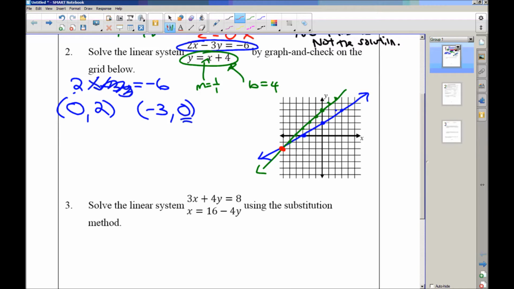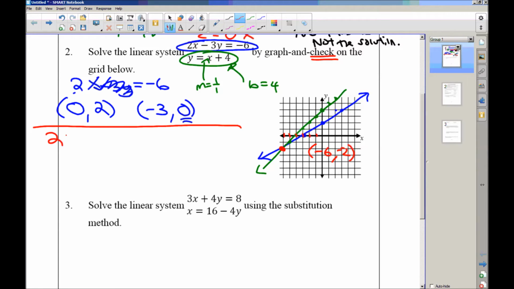Okay, so let's check it. This is at 1, 2, 3, 4, 5, 6. So negative 6 and negative 2. Now it is called the graph and check method, so we do have to check. All right. So I'm going to do my 2 checks.